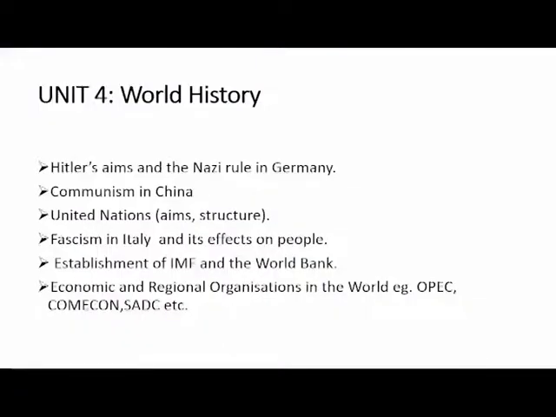The fourth point there is on fascism in Italy. Benito Mussolini's party, the Fascist Party.